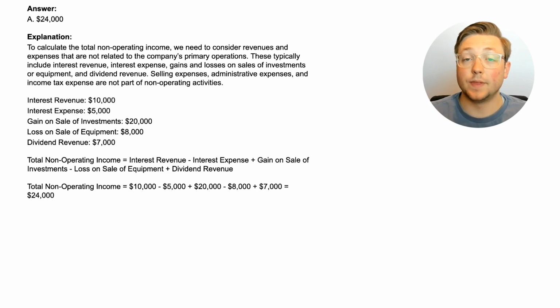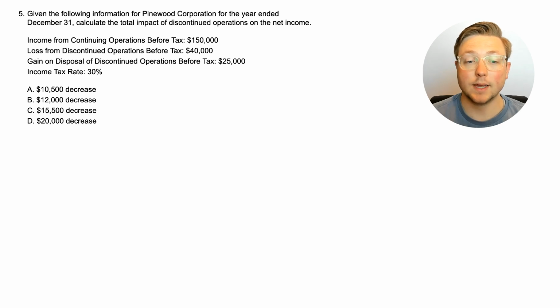So with that said, let's go to the next question where we're going to talk about discontinued operations. All right, here we are at question 5. Given the following information for Pinewood Corporation for the year ended December 31st, calculate the total impact of discontinued operations on the net income. So we have the income from continuing operations before tax. So again, this would be the income that we just calculated from the operating income and the non-operating income. These are the things that we've just calculated, and we haven't calculated tax on those.